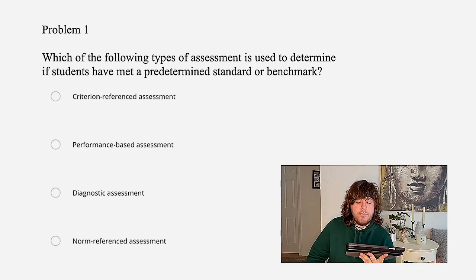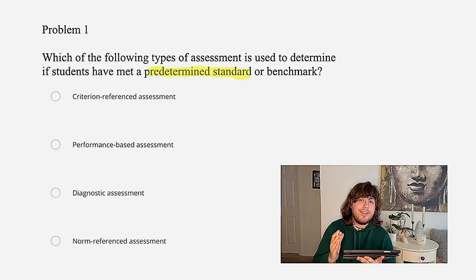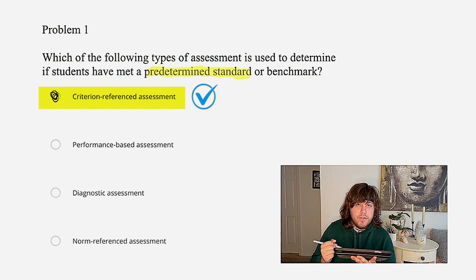Problem 1 says, which of the following types of assessment is used to determine if students have met a predetermined standard or benchmark? Remember, a standard is a criterion. So in other words, we're looking for an assessment that will allow us to take our student scores and compare them to a preset standard. And the correct answer right away is A, a criterion referenced assessment.